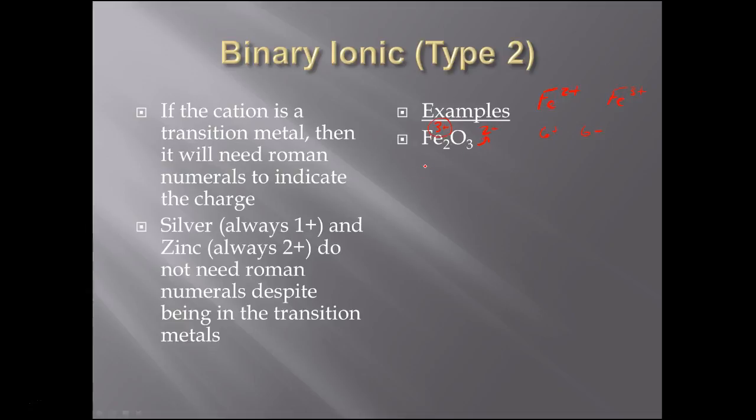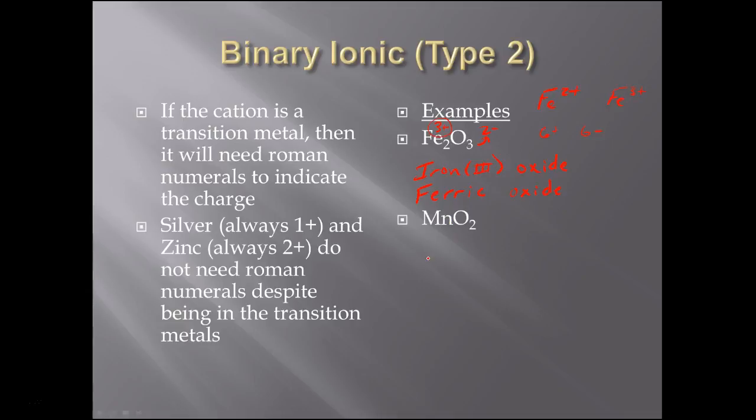So then when we name this, it's going to be iron(III) oxide. And if we wanted to use the different endings instead of a Roman numeral, we could change this to be ferric oxide. And we use the -ic ending because it's the higher charge version of that particular element. 3 plus is the higher charge, 2 plus is the lower charge. All right, let's do another example here.